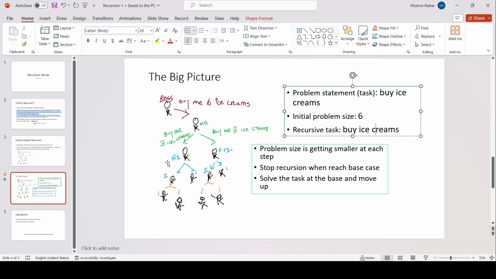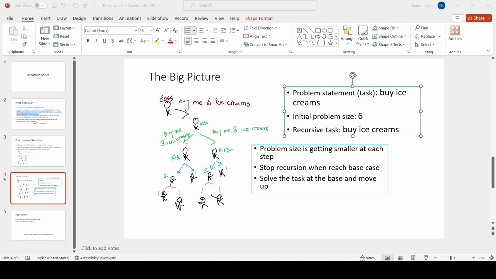So at every step, everyone is doing the same task. But if you notice, at every step, the problem size is getting smaller. So when the problem size gets small enough, or reaches the smallest unit where it cannot be broken down further, we call that unit the base case. And that is where we stop the recursion call.